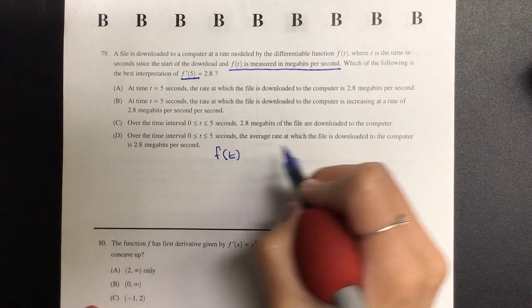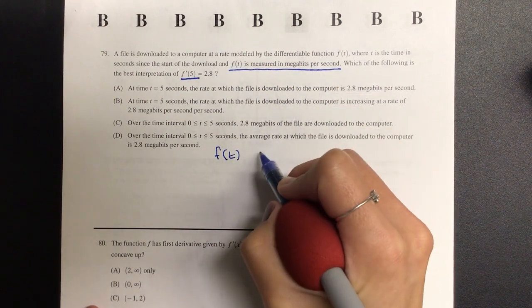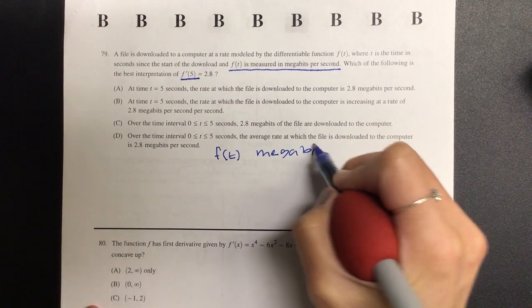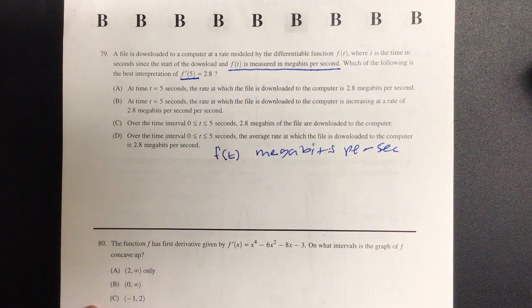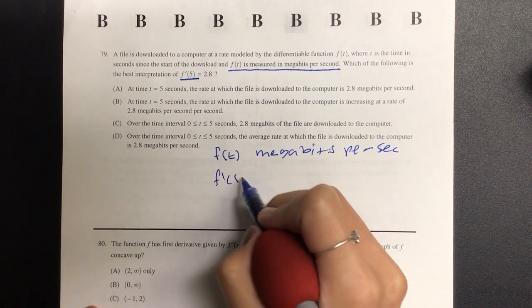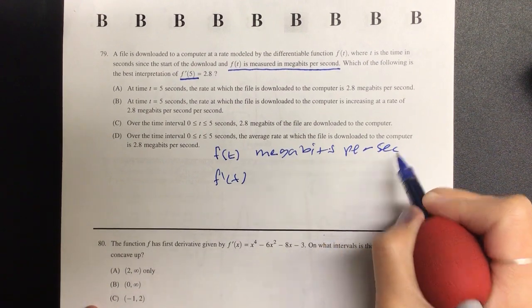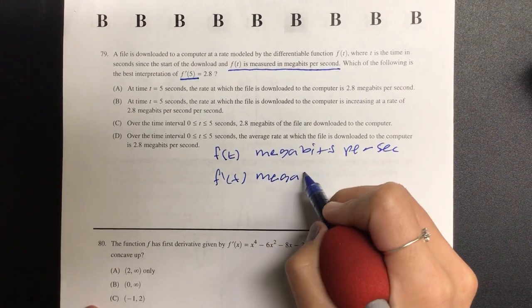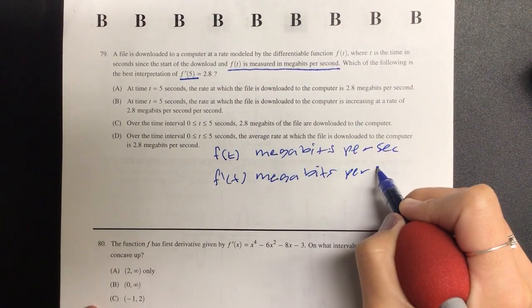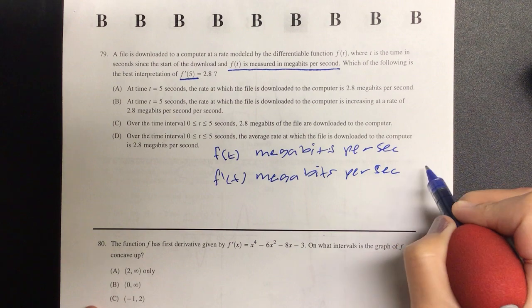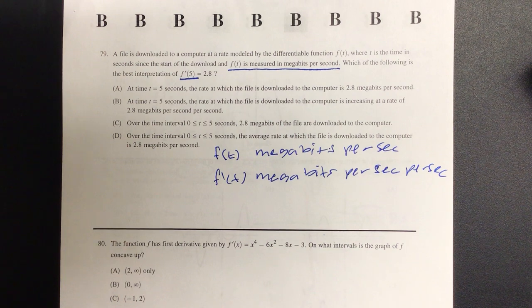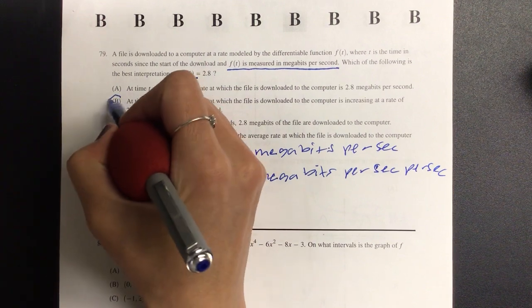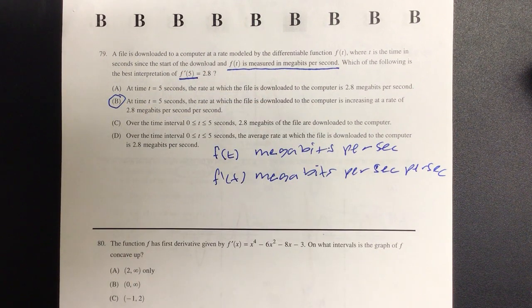If f of t is representing megabits per second, and I take the derivative, we get per second again, meaning f prime of t is this exact same thing with an extra per second. Derivative is the slope, and slope is per anything. If you look at your answer choices, there should only be one spot that says megabits per second. Where is it? B. Done. Don't even read anything else. Otherwise, you're just going to freak out.